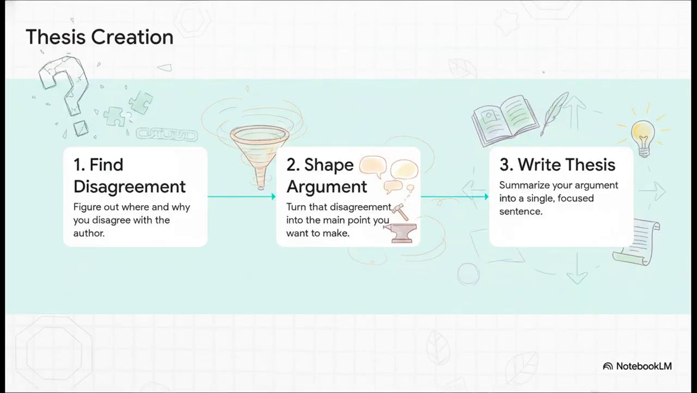And getting there is a pretty simple three-step process. You've already done the first part. You found your disagreement. Now you shape that into a full argument. You move from just "Svendra's is wrong" to "Svendra's is wrong because of X, Y, and Z." And then you polish that idea into one clear, concise, powerful thesis statement.